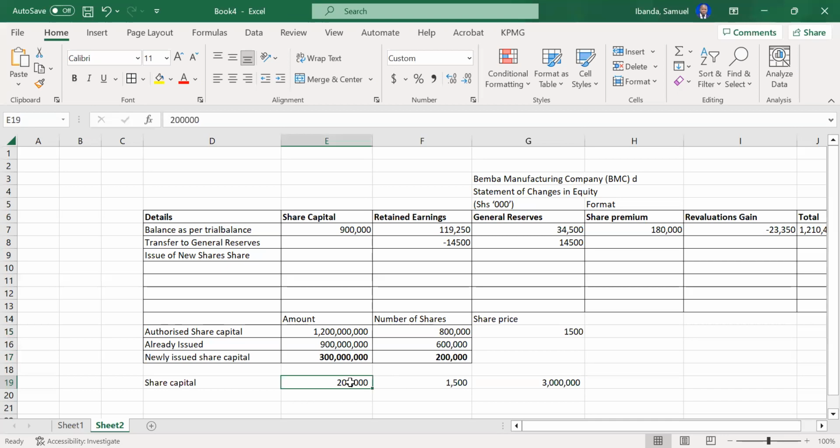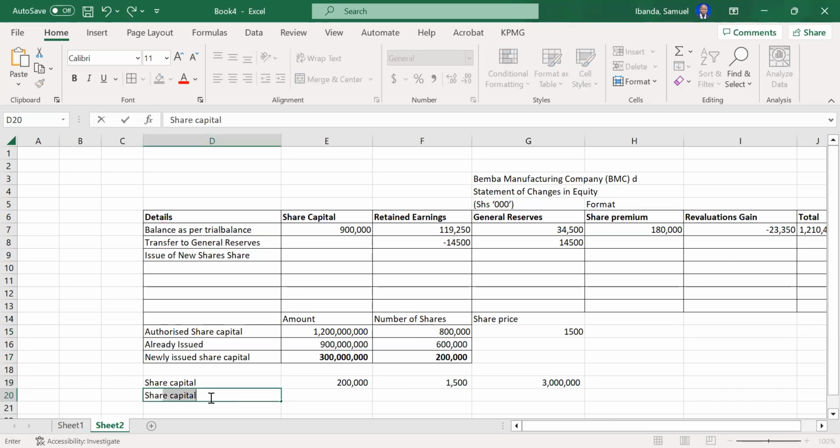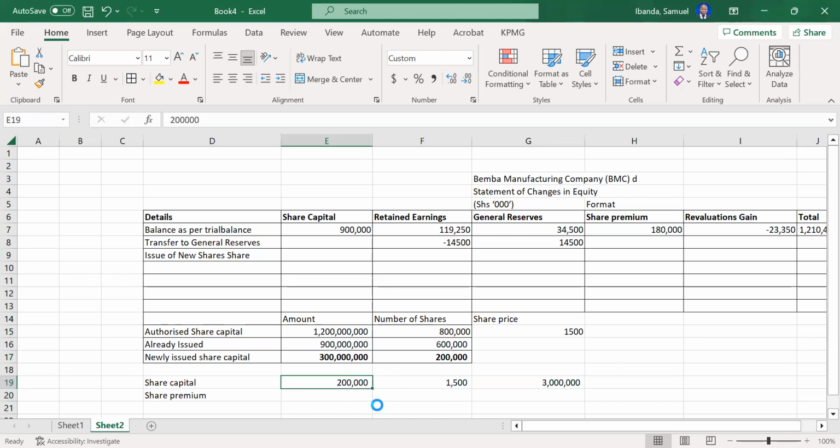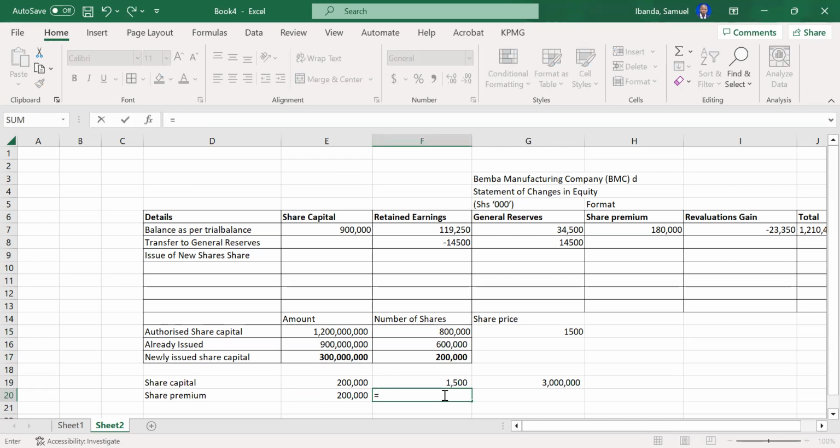Now, yours is also to look at, do we have anything called share premium? Share premium will be on the shares that are to be issued, but this time we are going to multiply by the difference, because they issued at 2,000, so it will be 2,000 minus 1,500. Which means that this will give us, what's the difference?